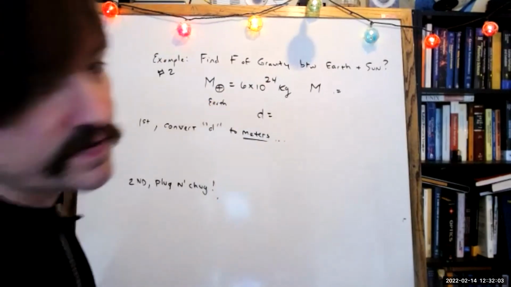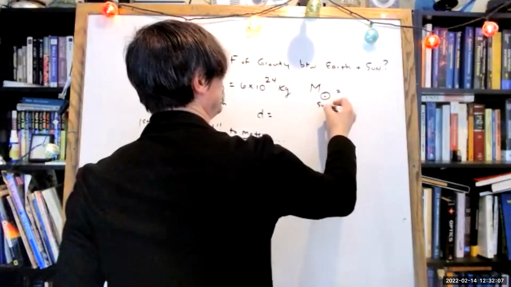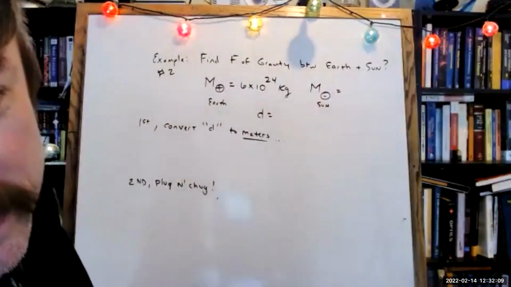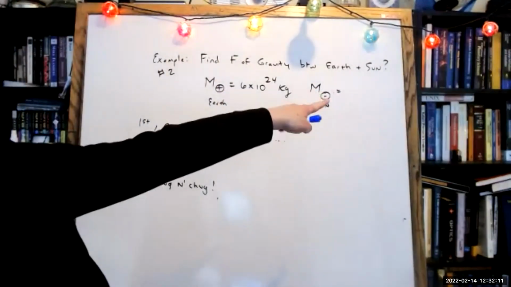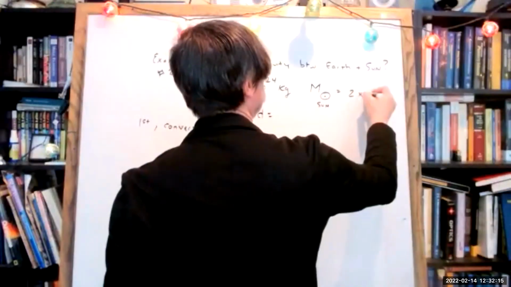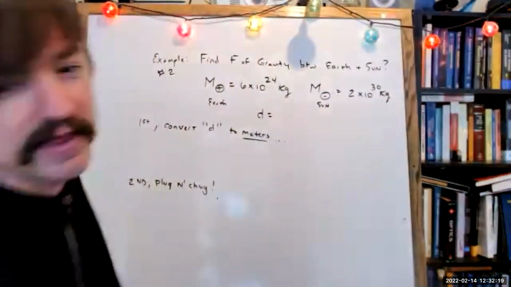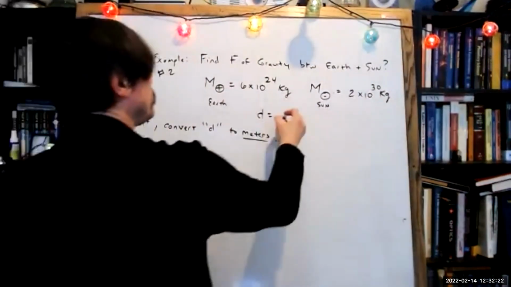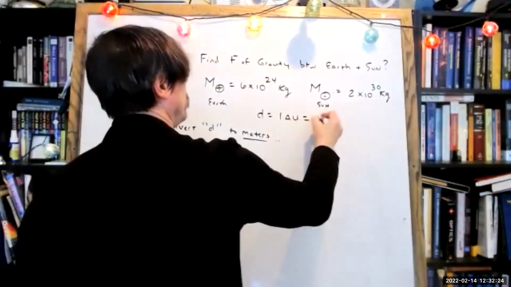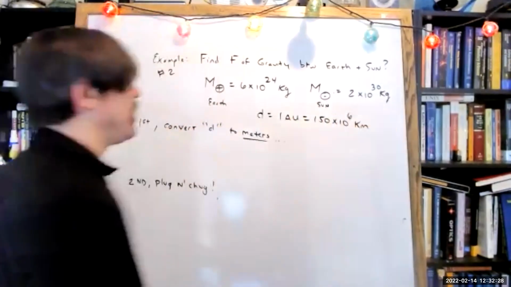Still got the same mass for Earth. The symbol for the sun is a circle with a dot in it. That's actually from Egyptian hieroglyphics. That's where we get that. An M circle dot means M sun. The mass of the sun is 2 times 10 to the 30 kilograms. Maybe I'll tell you how we get that sometime. The distance, of course, is 1 AU. And you've learned that 1 AU is 150 million kilometers.